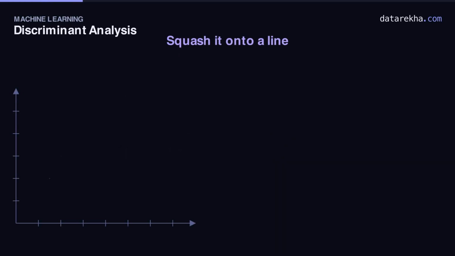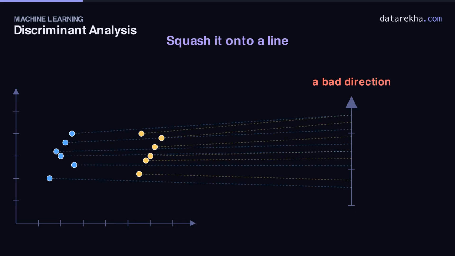Let's actually do the squashing and watch what happens. Same two clouds on the left. On the right, I'll build the one-dimensional picture, the shadow each point casts on our chosen line. First, a bad choice. Project straight down onto the vertical. That keeps only each point's height. Watch the shadows land. Disaster. Blue and gold shadows sit right on top of each other. Both classes cover the same stretch of the line. Squashed this way, you could never tell them apart.